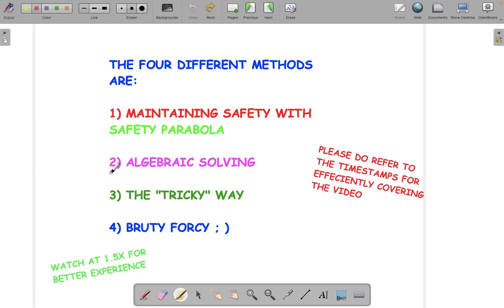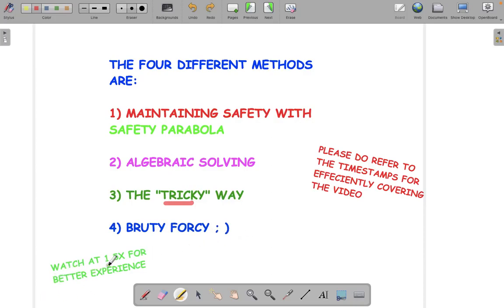Second is the algebraic solving, which is just basic algebra and solving a biquadratic equation. Third is a bit of a tricky way. So we will check out what it is. And the fourth is the brute force method, which I have called the brute force method.